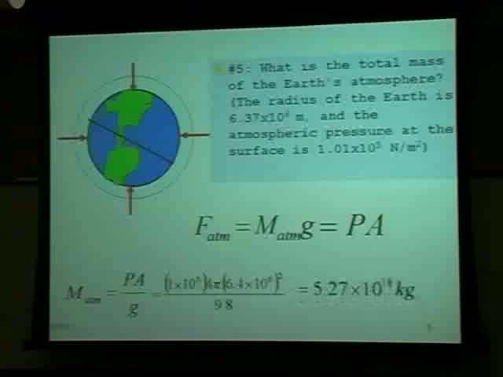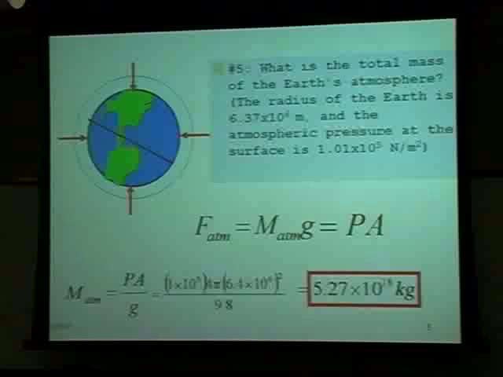And we get that the mass of the Earth's atmosphere is 5.27 times 10 to the 18 kilograms. And the mass of the Earth is about 6 times 10 to the 24 kilograms. That means that the mass of the atmosphere is about 1 millionth the mass of the Earth itself.